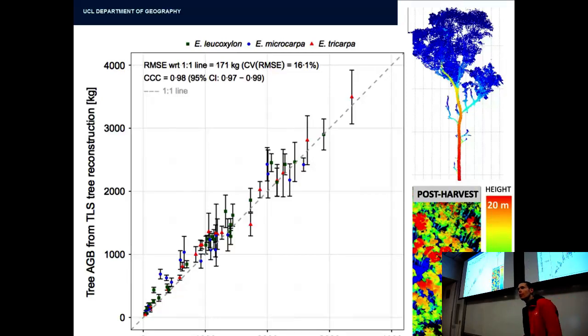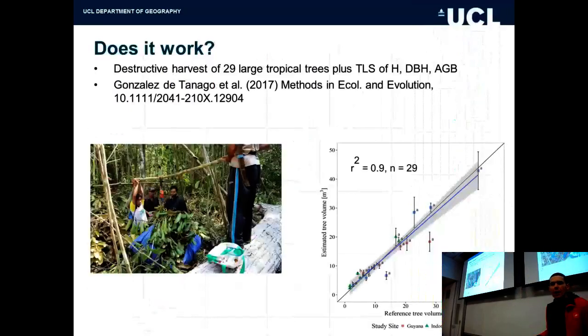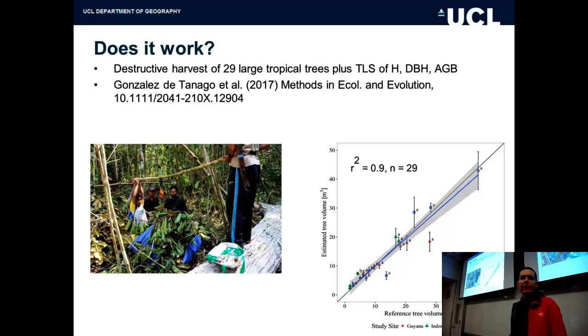It works. It works pretty well. This was work done more recently, which came out a few months ago, by colleagues in Wageningen who we were working with, and that was doing that photo I showed you of the tropical forest tree being cut down. This is the paper that shows that. This is the reference tree volume, so the volume from measurements made manually versus the tree volume from LIDAR.